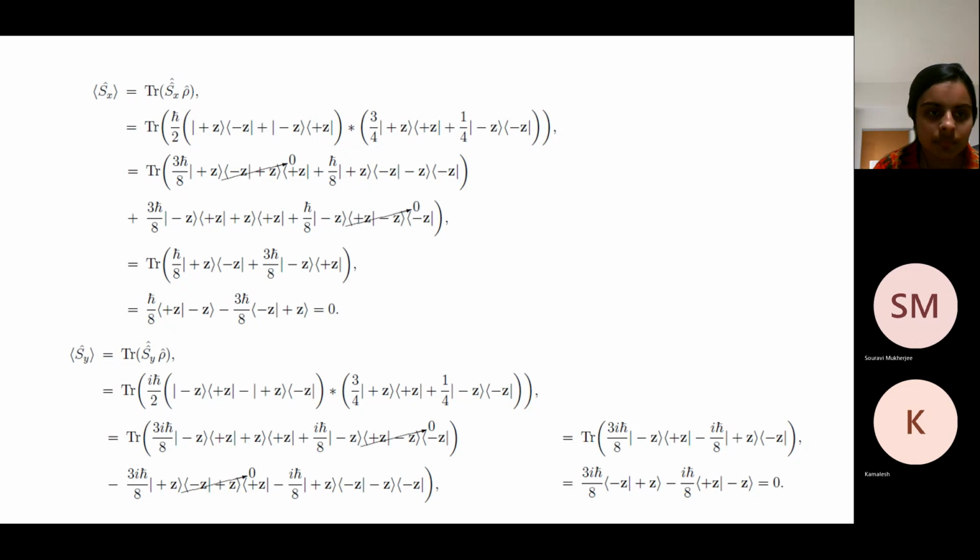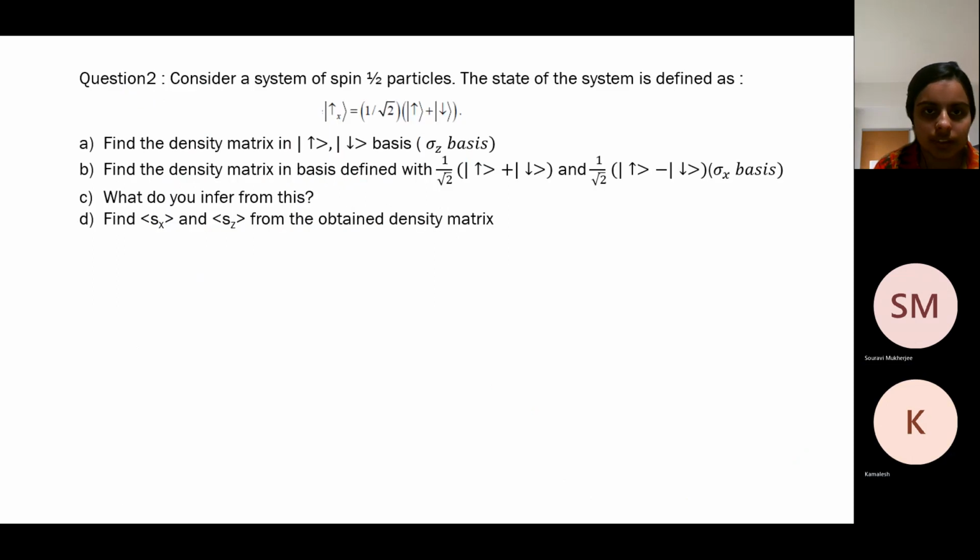Okay, so now this is a state of a system. This is something we had discussed in the last class. Suppose your system is defined by this wave function. What would be the density matrix in the up or down spin basis? This is something we had done in the last class. Can you tell me what it will be?